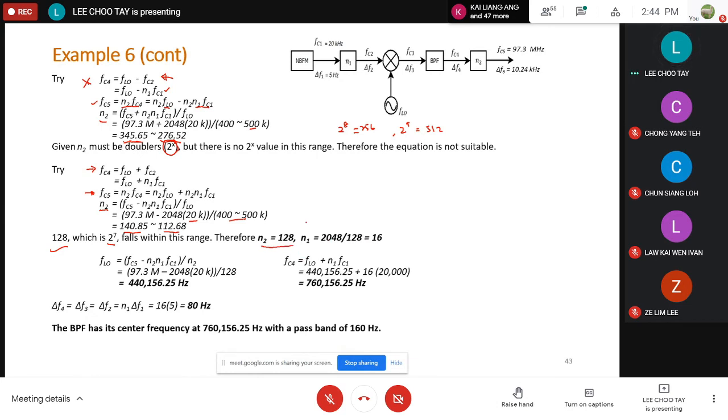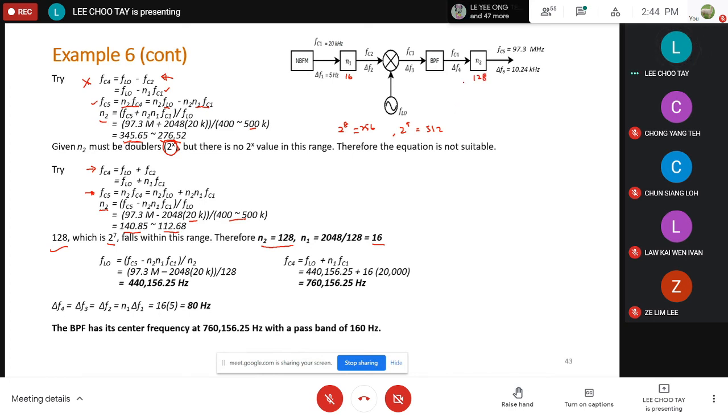With N2 being 128, N1 is just 2048 divided by 128, which gives us an N1 of 16. So we now know our N1 is 16 and our N2 is 128.